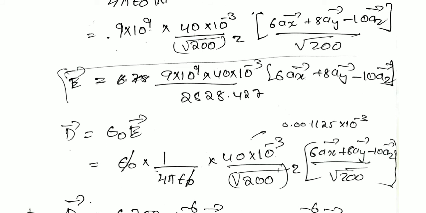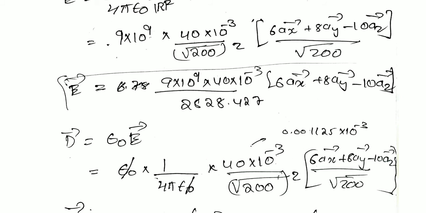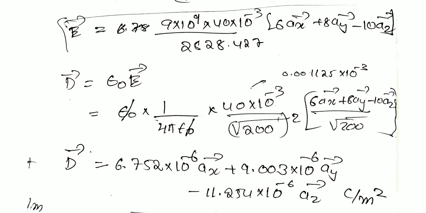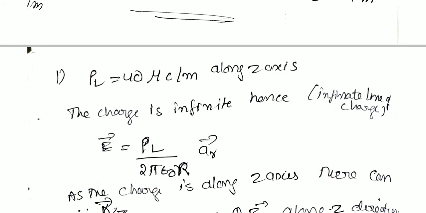So D is given by epsilon naught into E. So 1 by 4 pi epsilon naught Q divided into R squared, aR. Epsilon naught and epsilon naught get cancelled. Okay, 1 by 4 pi, and after substituting and simplifying, we'll get this as an answer. Okay, so next we'll go for the second thing.